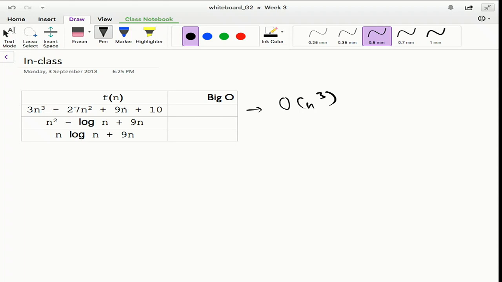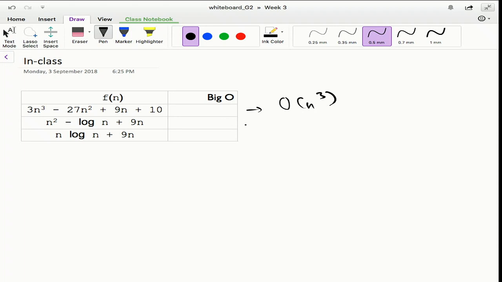Now within these terms, we then try to find which one is the largest one. So this is n squared, this is n cubed, so n cubed is the largest one. So then we keep the n cubed, and how about the 3 there? Right, yeah, so if it's a constant, we drop it.